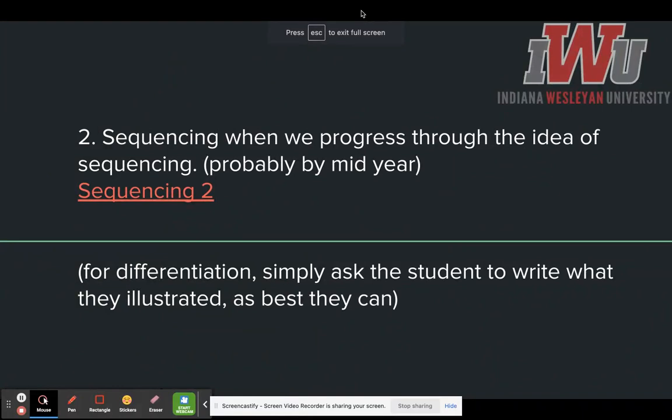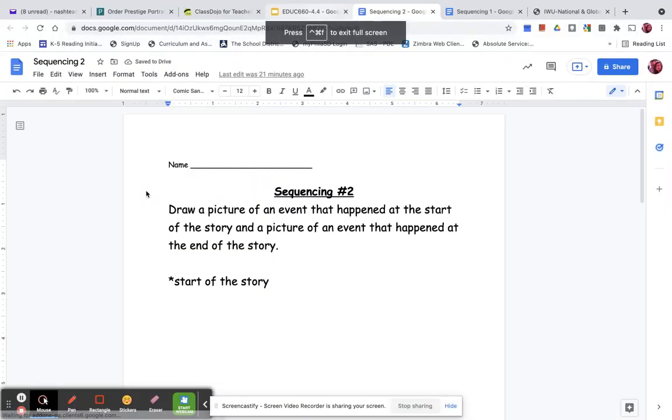Now, sequencing, when we progress through the idea of sequencing, probably mid-year. So we're talking about January, February at this point, around the midpoint of the year. And here's what the sequencing would then look like. Here's what we would then be asking the children to do here. Sequencing 2, draw a picture of an event that happened at the start of the story and a picture of an event that happened at the end.